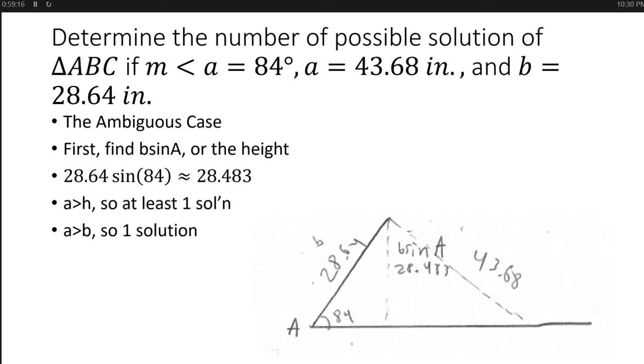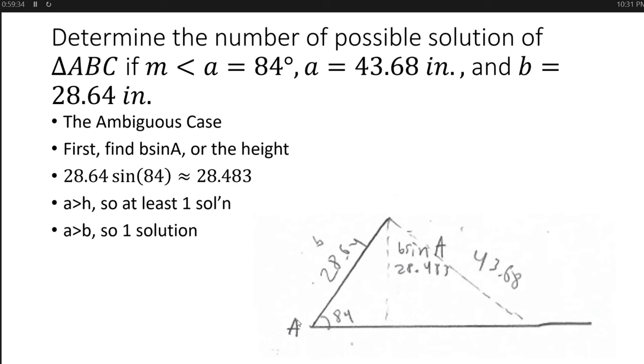So we're going to determine the number of possible solutions of triangle ABC if the measure of angle A is 84. Capital A, I'm sorry, that should be capitalized again. Lowercase a is 43.68 inches, and b is 28.64 inches. This is the ambiguous case.